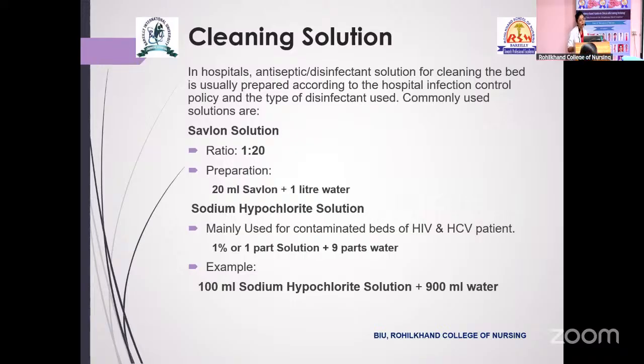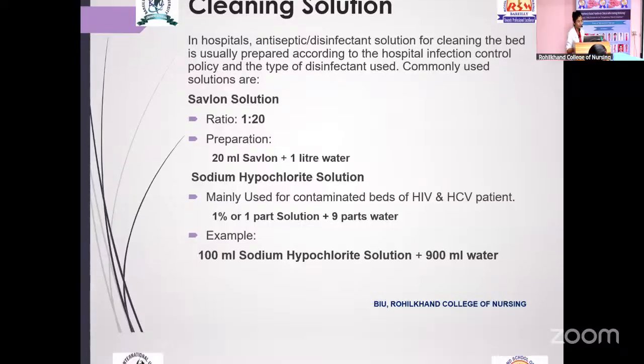If we use sodium hypochlorite solution, this solution is mostly used in HIV and HCV patients. So the 1% or 1 part solution we take and add to 9 parts of the water. For example, if we take 9 parts water, we add 1 part, or 100 ml, sodium hypochlorite solution to it.